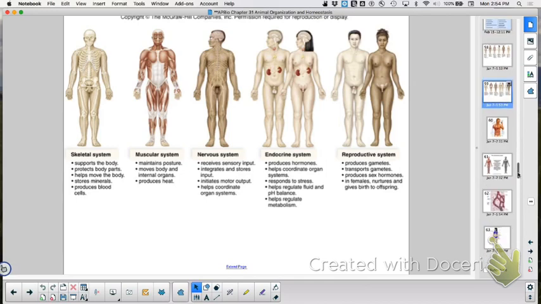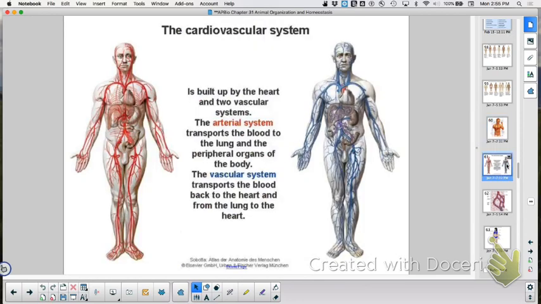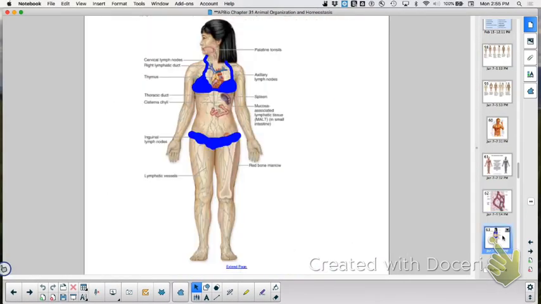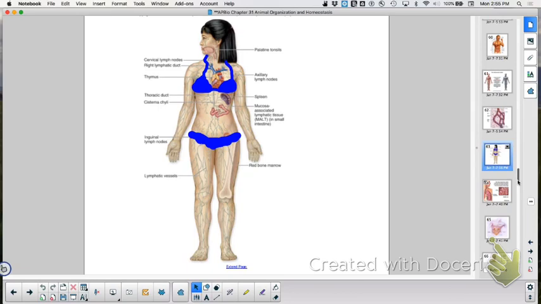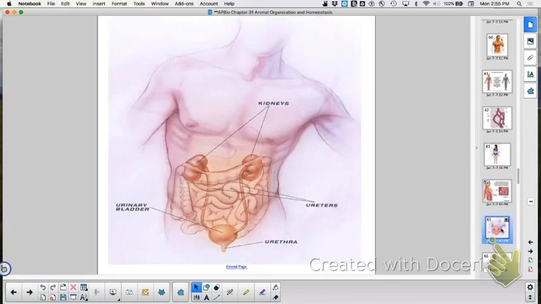Let's play Name That System. Ready? Okay. What system is this? Digestive. What's this one? What's this one? Yes. What's this one? I drew a swimsuit on her. It was a little risque, so I gave her a swimsuit. What one is this one? Lymphatic. Good. This one's digestive. What are you talking about? What's this one? Respiratory.